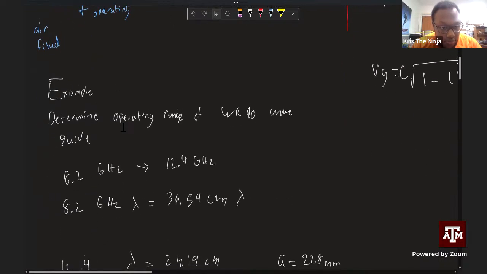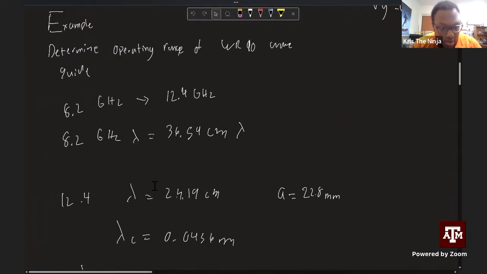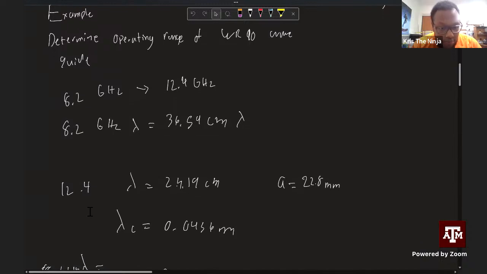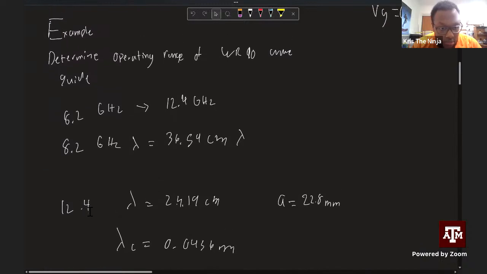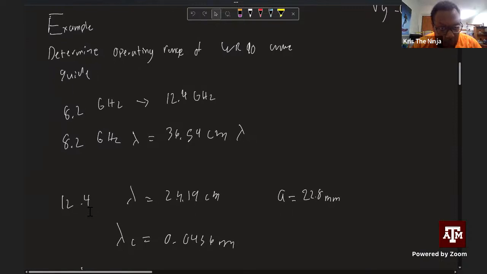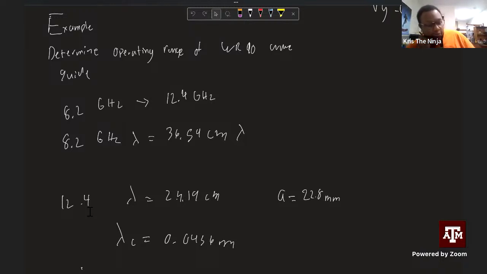Okay, so let's see. As you can see here with the range of operating frequencies, this 8.2 and 12.4. Let me see if I can find this on Google or something like that, like how to find the top edge of operating.